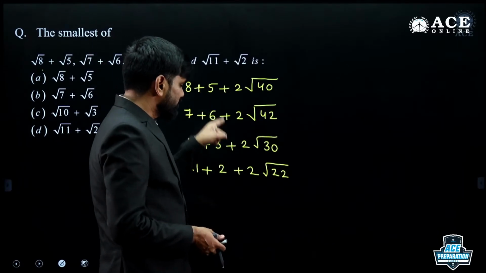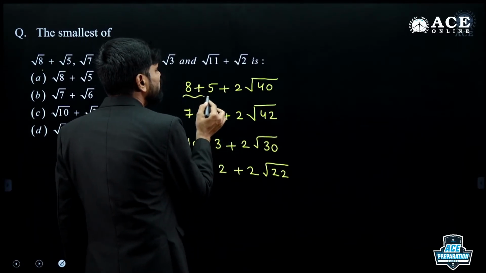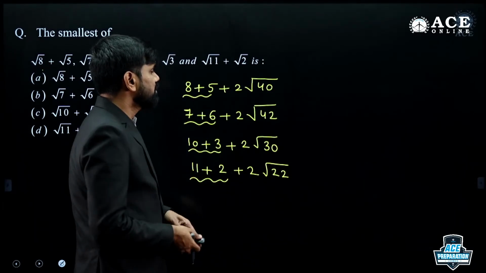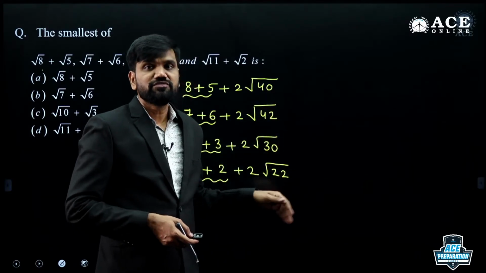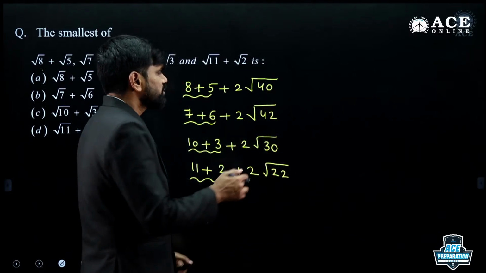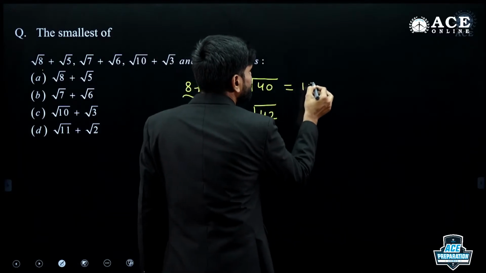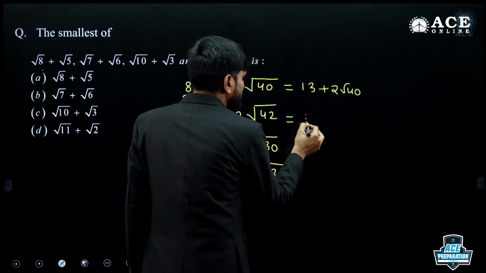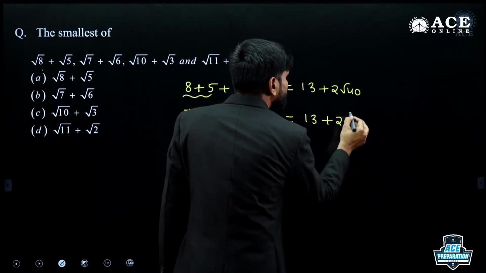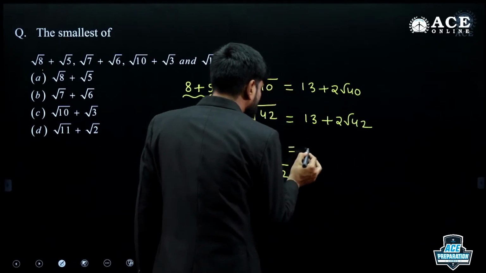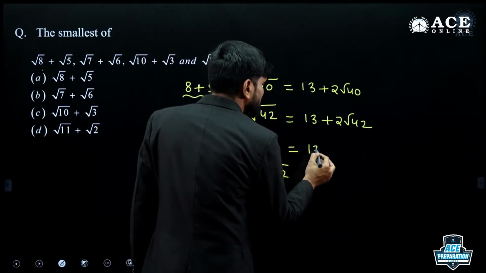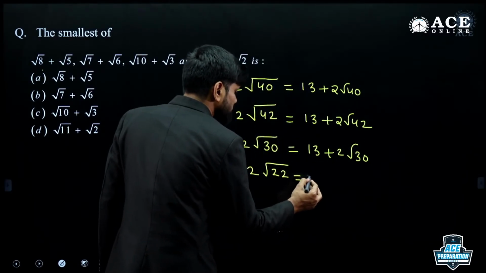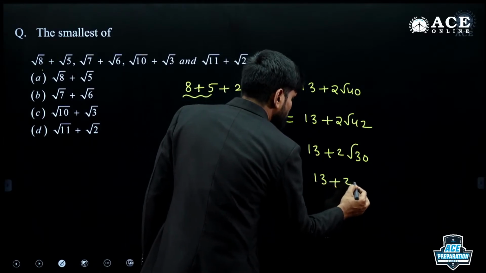So here if you observe everything here, this part is same. If this part is same in all the terms that are available, whichever part is highest over here will be the highest term available. So here I can say that it will be equal to 13 plus 2 root 40. The result for this one will be 13 plus 2 root 42. The result for this third one will be 13 plus 2 root 30. Last one is 13 plus 2 root 22.